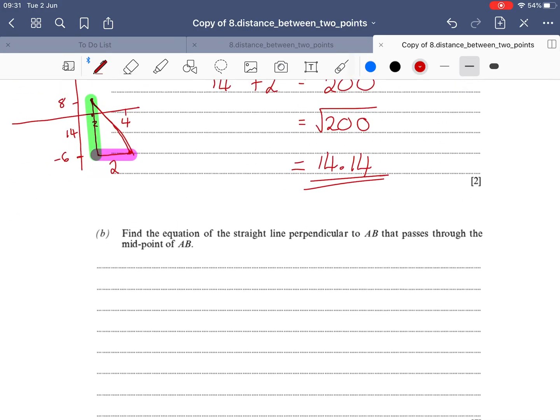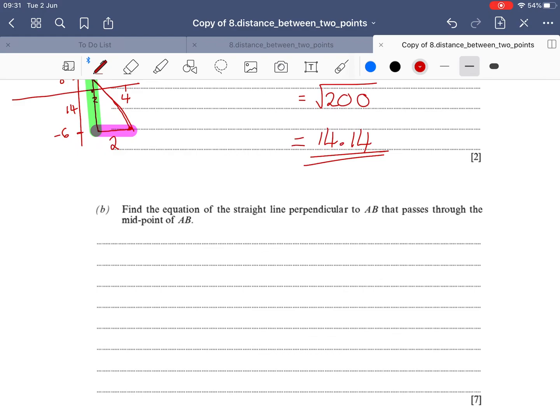Next bit. So this one is 7 marks. Don't be scared by it. It is super easy. So find the equation of the straight line, which is perpendicular to AB, that passes through the midpoint of AB. Okay, so first of all, we want the equation of a straight line perpendicular to. So we know we need to do the perpendicular gradient, and we need the midpoint. So you need to find the midpoint to use those coordinates. So I'm going to just start with the gradient.